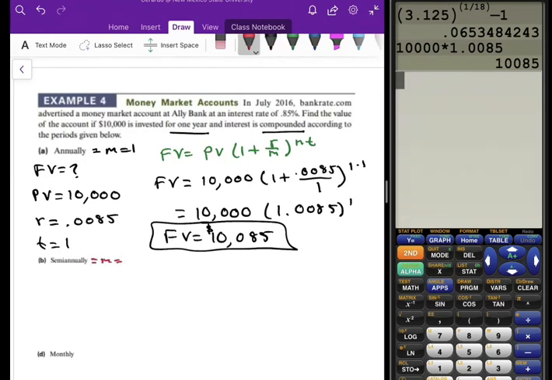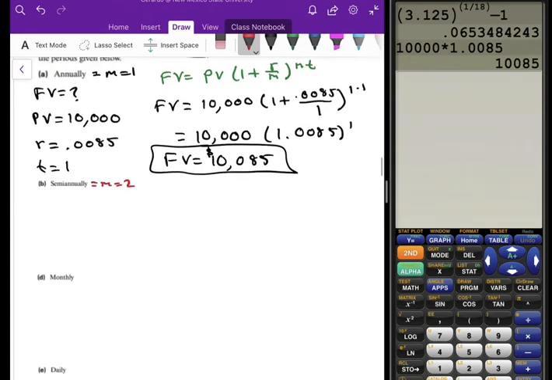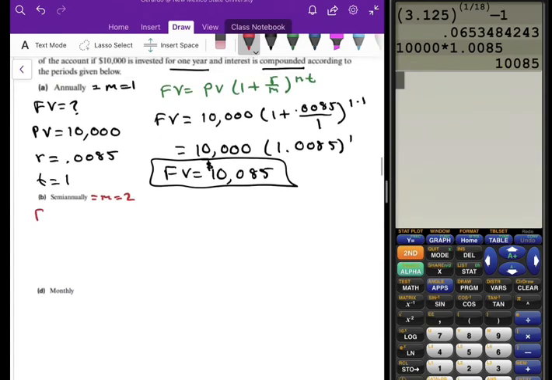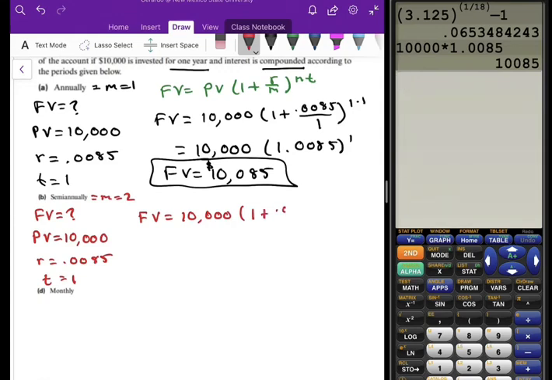Semi-annual means that this one has an m equal to 2. Same thing, I'm still looking for future value. Present value is still 10,000. Rate is 0.0085 and time is still 1. So I have future value equals 10,000 times (1 plus 0.0085 divided by 2) to the power of 2 times 1.